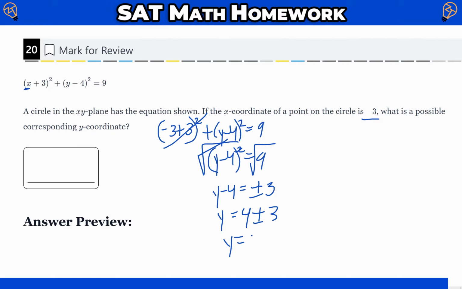4 plus 3 is 7. 4 minus 3 is 1. So again, your answers could have been 7 or 1.